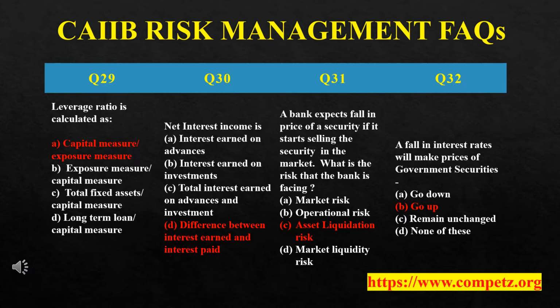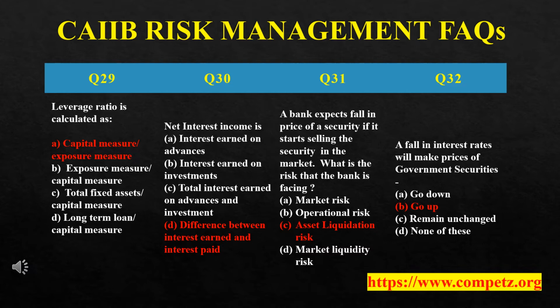I hope you are understanding my point. Answer is asset liquidation risk. But this case in general is a market risk. But as the bank is selling it and the bank is expecting the price fall or reduction in the price because the bank starts selling the security in the market, that means when it is liquidating its assets, asset liquidation risk will come into force. Okay. So answer is C option, asset liquidation risk.